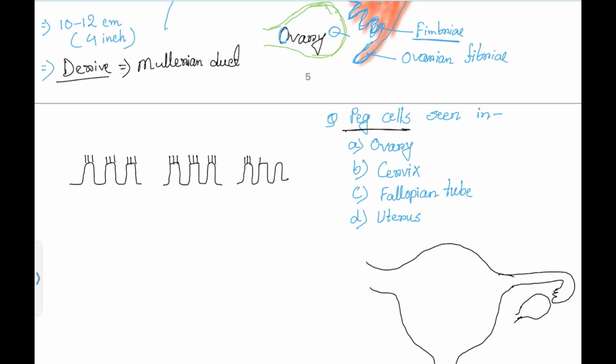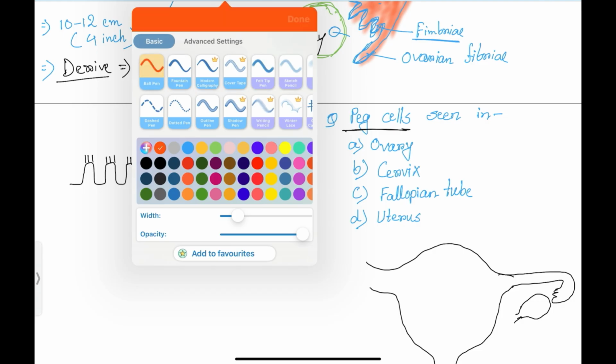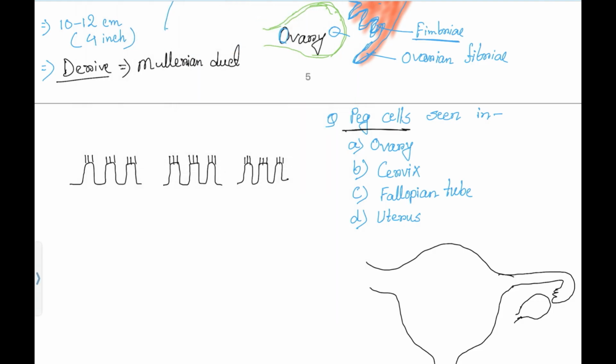Not only in the fallopian tube, in our body, cilia are present in various regions. Another important cell is present here in the fallopian tube. This is called your peg cells, and those structures are called peg cells.